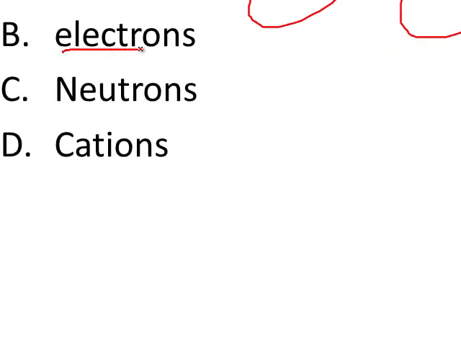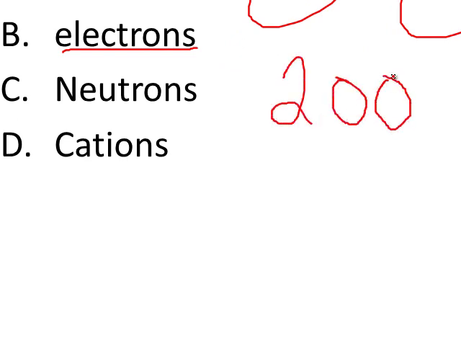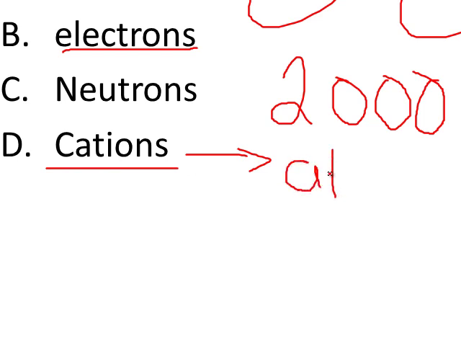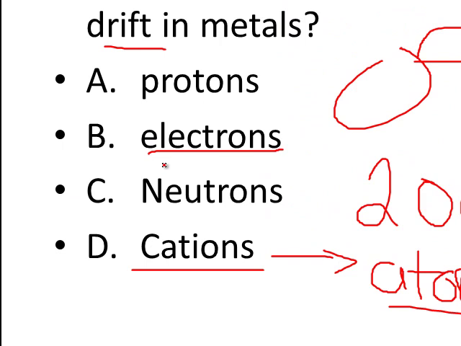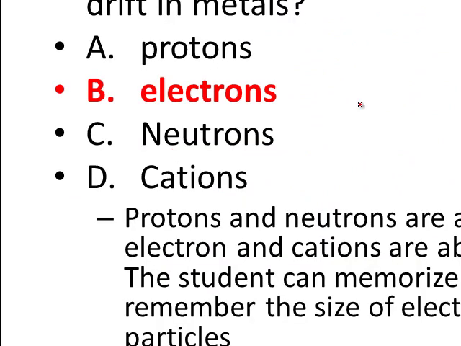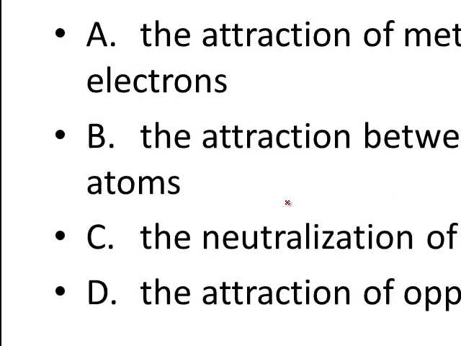So students need to recognize that an electron is about 2,000 times smaller than either a proton, a neutron, or a cation. Cation is just basically a fancy way of saying a big atom. And we know atoms are made out of lots of neutrons and protons, so they're going to be a lot bigger than an electron. So the smallest one is going to be able to drift in metals. So the only logical answer would be B. Students can either memorize that's what metallic bonds are about, or they could just figure out that electrons are so small that they'll most likely be moving around.